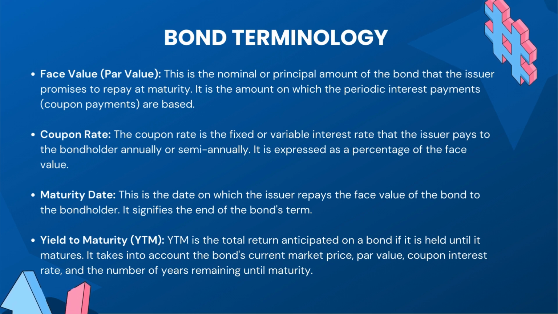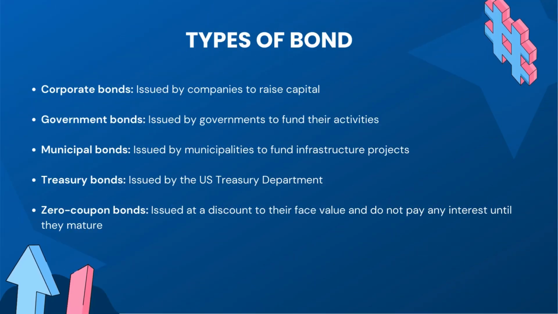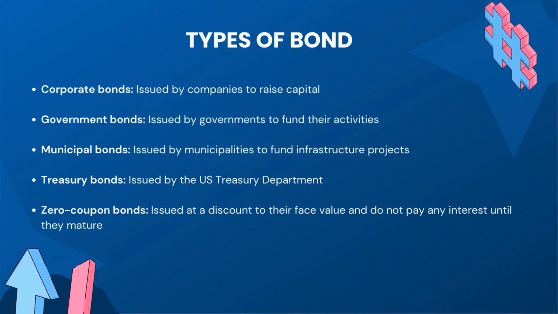Yield to maturity, YTM. YTM is the total return anticipated on a bond if it is held until it matures. It takes into account the bond's current market price, par value, coupon interest rate, and the number of years remaining until maturity. Now let's look at some of the different types of bond.